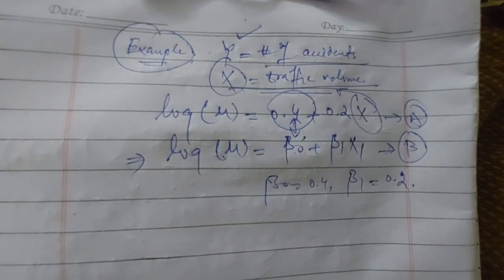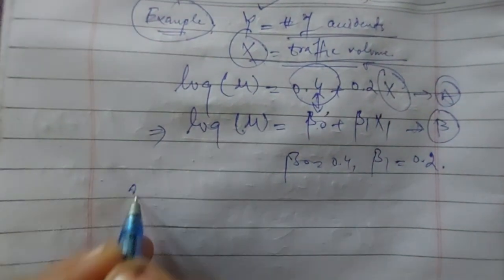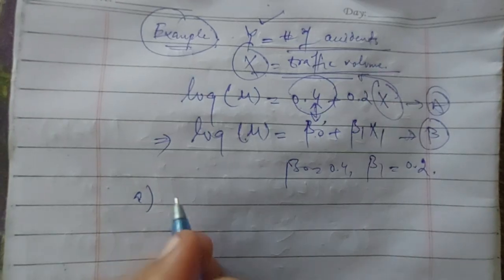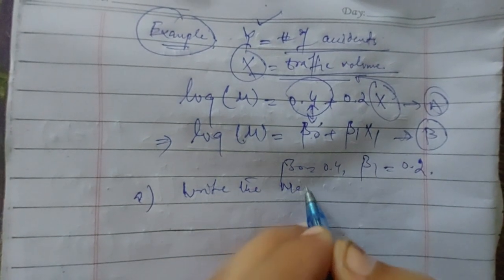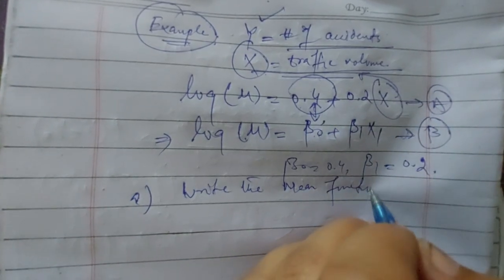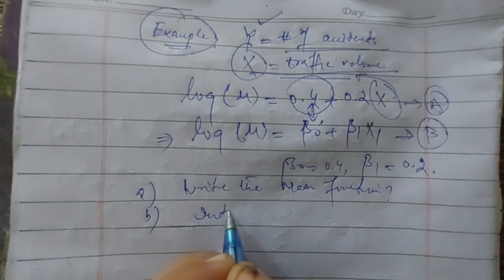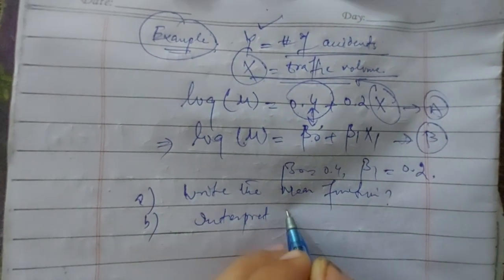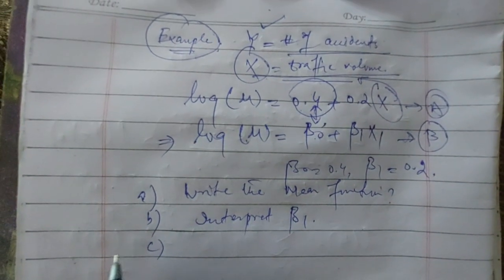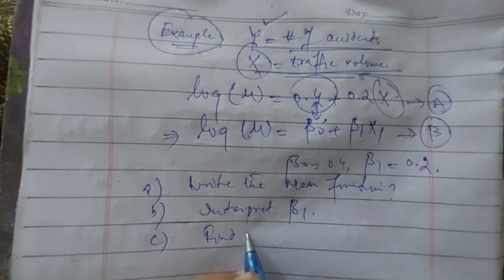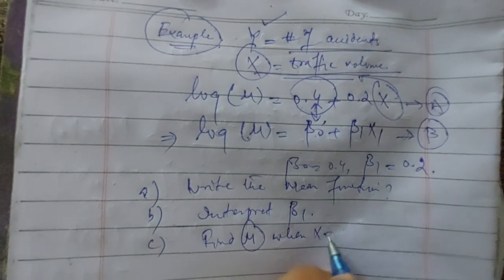Okay, and x is the explanatory variable. So the very first thing that we need to find, part A of the question says, write the mean function. Part B asks us to interpret beta 1. And part C says to find the value of mu when x is equal to 5.